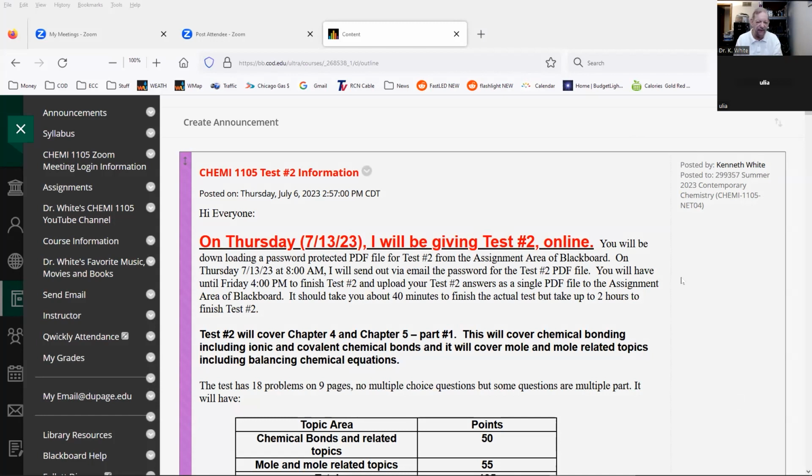I'll download the password protected PDF file for test number 2 from the assignment area in Blackboard on Thursday. That day at 8 a.m., I will send out the password for test number 2. You have until Friday, 4 p.m. to finish test number 2 and upload your answers as a single PDF file to the assignment area in Blackboard.